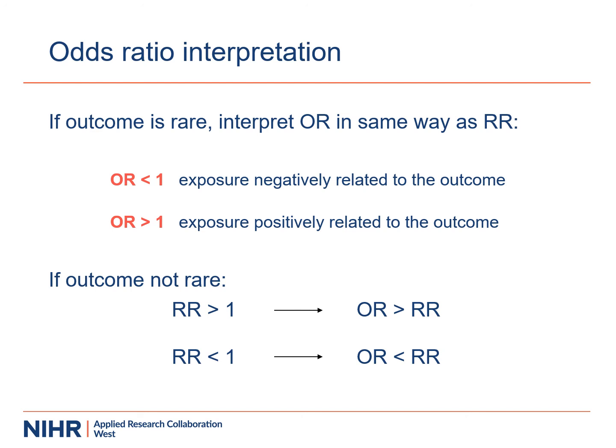But if the outcome is not rare, be aware that the odds ratio will overestimate the strength of the association between the exposure and the outcome. So if we have a risk ratio of greater than 1, then the odds ratio will be greater than the risk ratio. And if you have a risk ratio of less than 1, then the odds ratio will be smaller than the risk ratio.